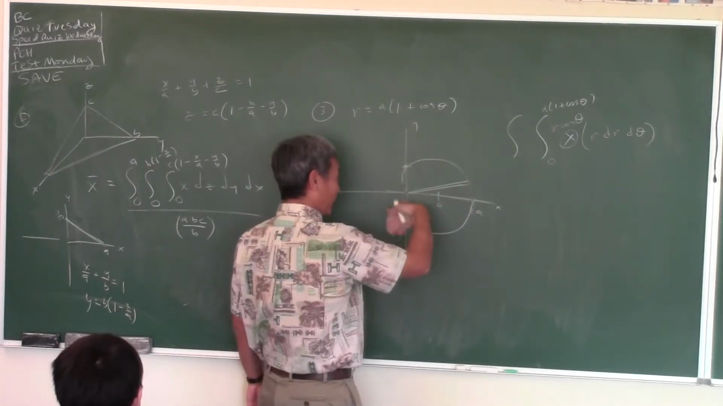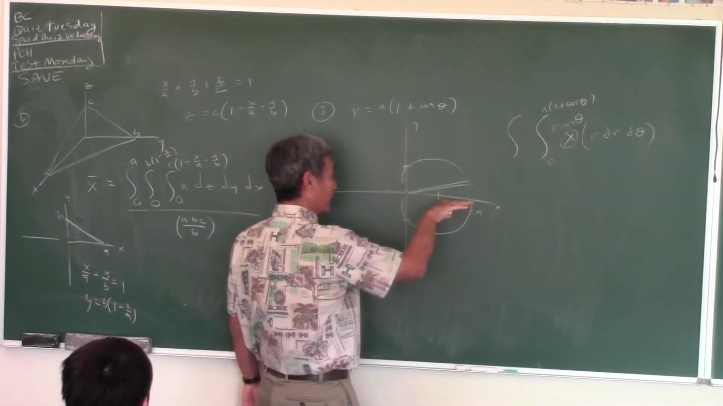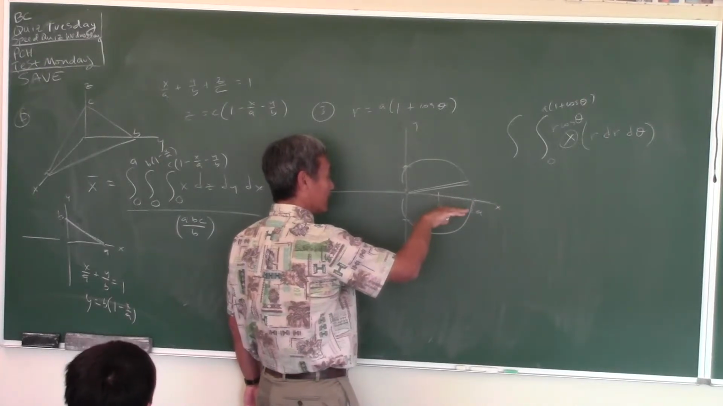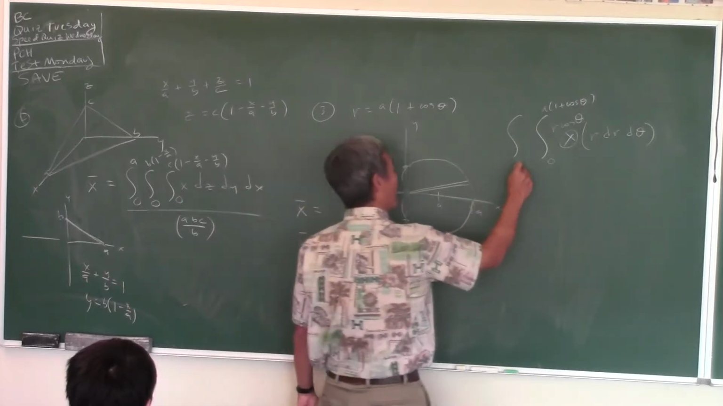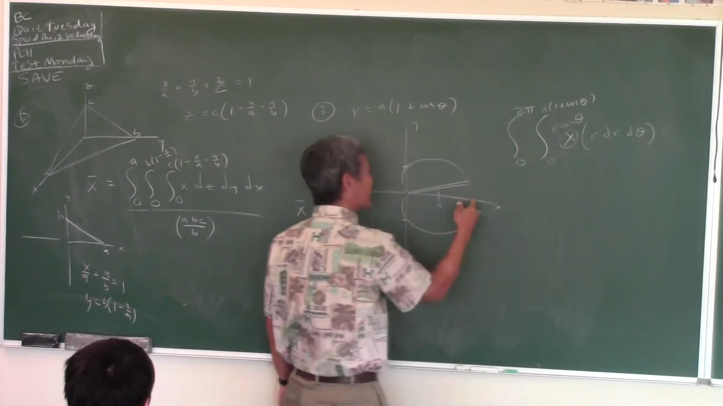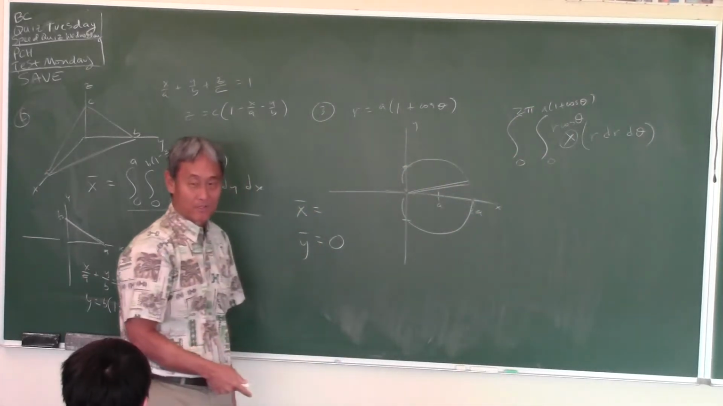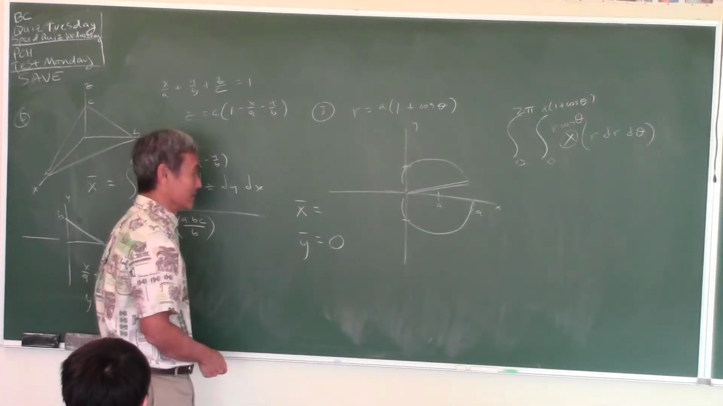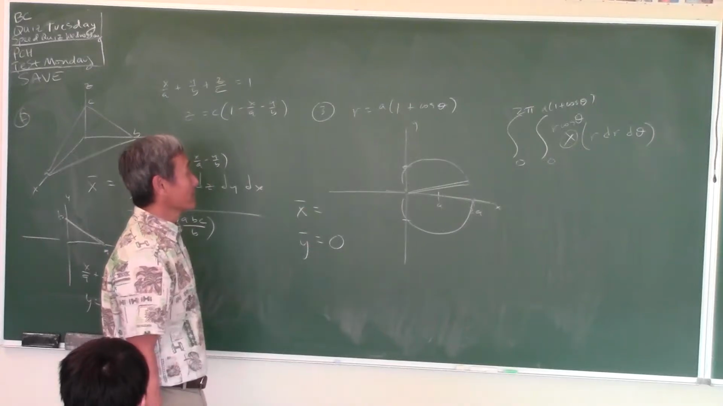You do 0 to pi. 0 to 2 pi. Or you can go 0 to pi and times it by 2 because you have symmetry now. But just go 0 to 2 pi. Okay, there you go. There's your integral.